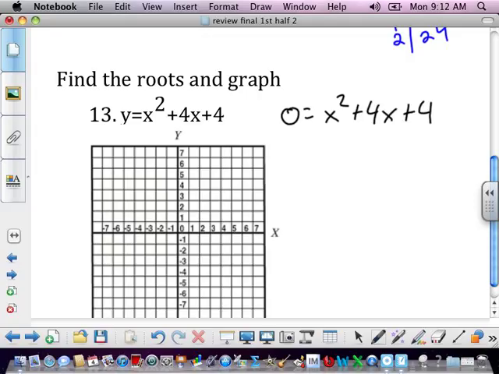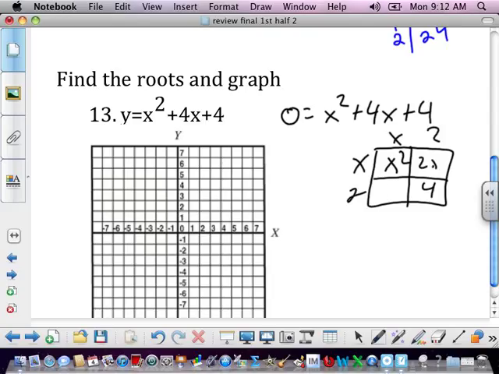Okay. Now, how many terms do I have? 3. So that means I'm going to have to make a plus. I know there's an x squared here, so I know that's x times x. What two things multiply to give us 4, but would add together to give us 4? 2. We get 2x, 2x. That adds to 4x. So I get 0 equals x plus 2 times x plus 2.